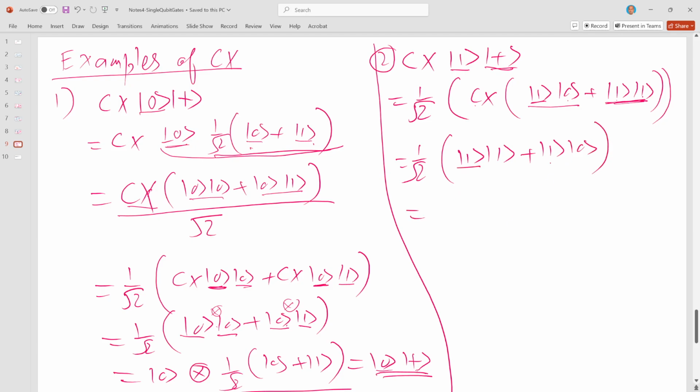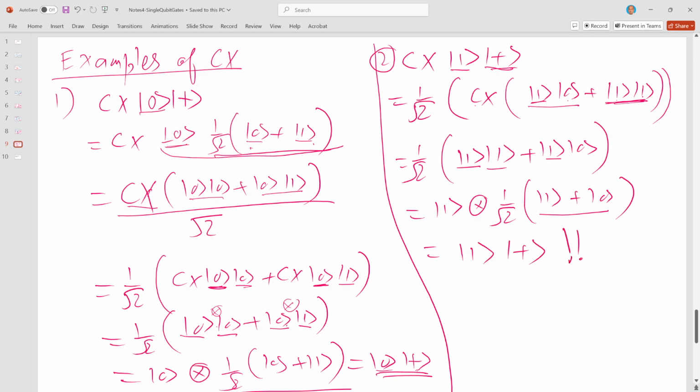And now on the left side is the 1 state, so I can take this common again. So tensor 1 over square root 2, this is 1 plus 0, but this is the same as 0 plus 1. So this is nothing but the plus state again. So it means nothing happens to even the 1 plus state, because this plus state, when its individual basis states flipped, again became a plus state.